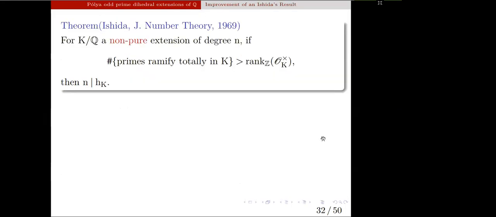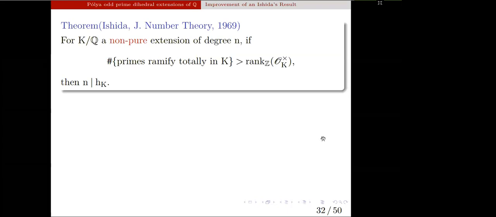And the last subsection of this part is about a result due to Ishida, where he has proved, for K over Q a non-pure extension of degree N, that if the number of totally ramified primes in K is greater than the Dirichlet unit rank of OK, then the class number of K would be divisible by the extension degree of K over Q. And as you see again, Ishida's upper bound also depended on the extension degree of K over Q.